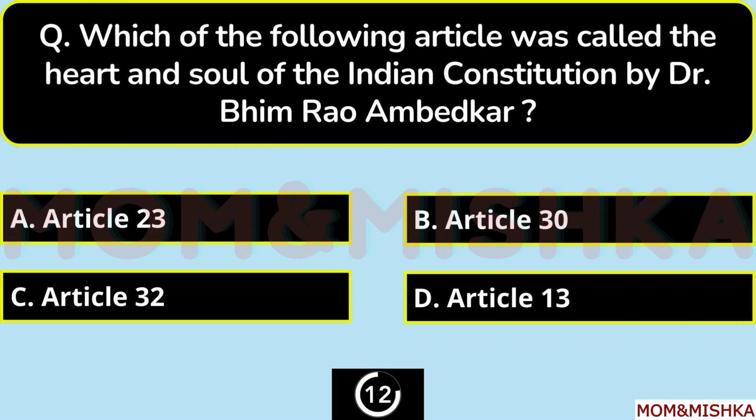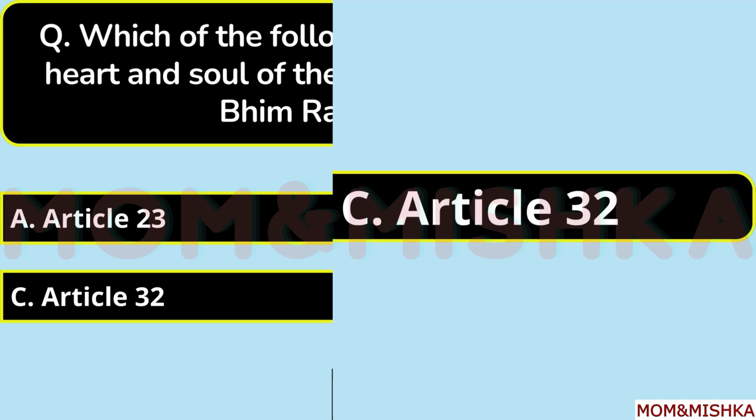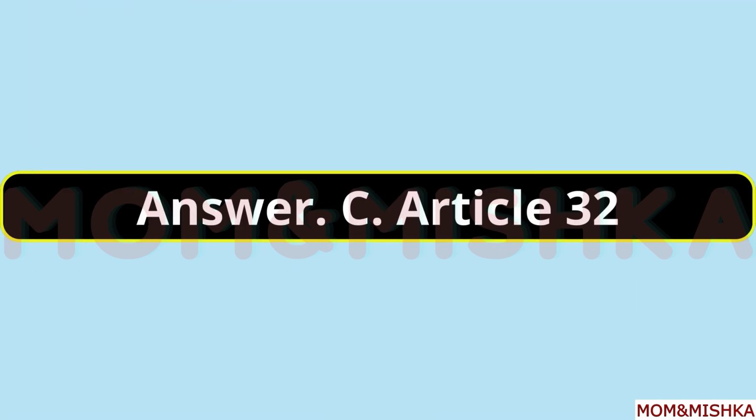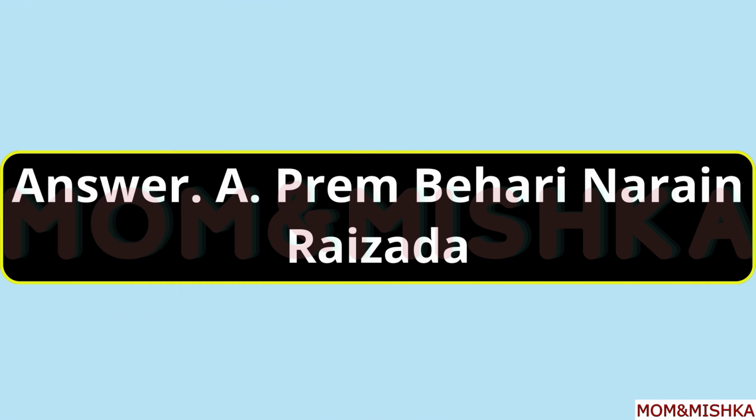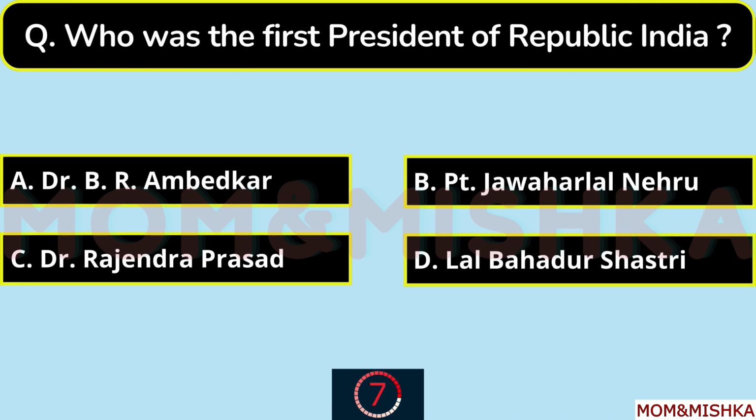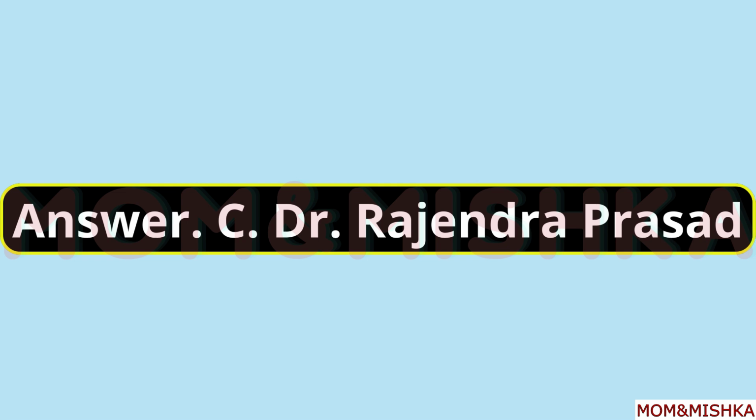Which of the following articles was called the heart and soul of the Indian Constitution by Dr. Bhim Rao Ambedkar? Article 32. Option C. Who was the first person to write the Indian Constitution by hand? Prem Bihari Narayan Raizada. Option A. Who was the first president of Republic India? Dr. Rajendra Prasad. Option C.